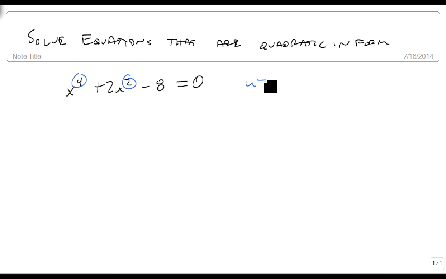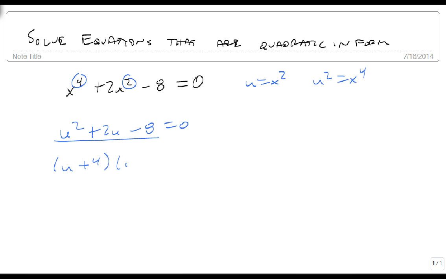So we can let u equal x squared, and u squared equals x to the fourth. So we get u squared plus 2u minus 8 equals 0. Well, if you look closely at this, you'll notice that it factors. Factors of minus 8 that add up to 2 are u plus 4 and u minus 2 equals 0. So when we solve, this gives us u equals minus 4 and u equals 2. And we're almost done. We've solved the quadratic in form part, but we haven't solved for the original variable.